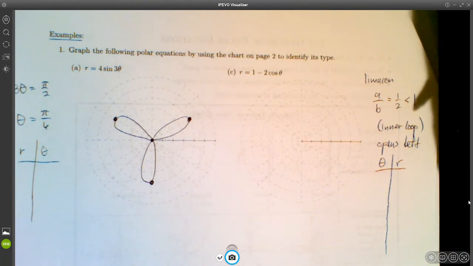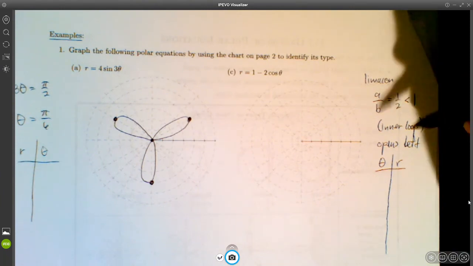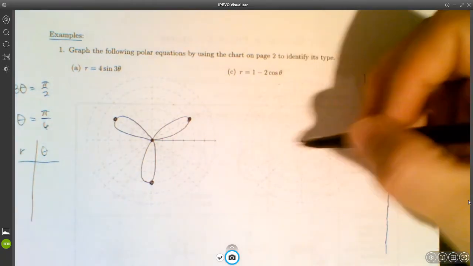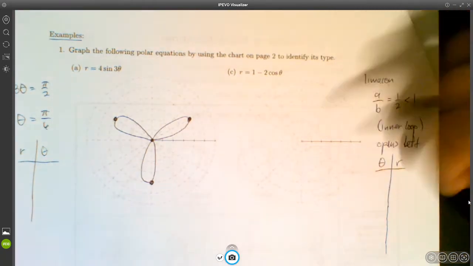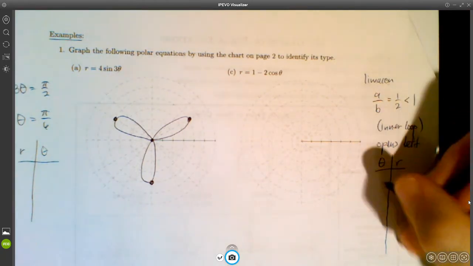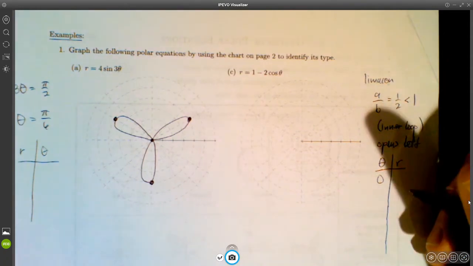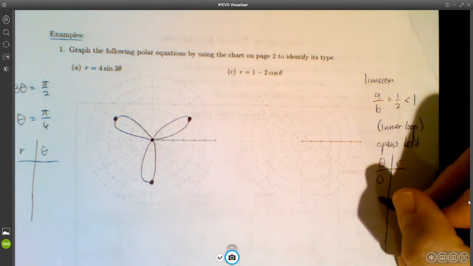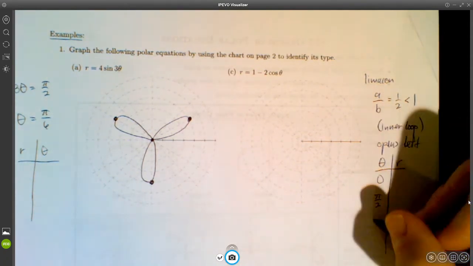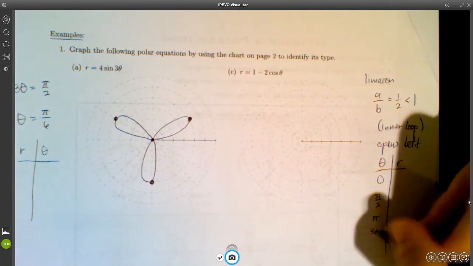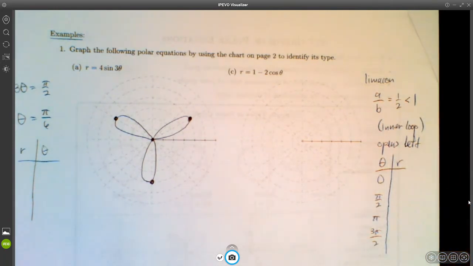So I'm just going to plug in some values for theta. Since it's opening out to the left, I'm thinking that plugging in pi is going to be very important, but probably plugging in 0 is too. Let's plug in just some standard values. We'll plug in 0, pi over 2, pi, 3 pi over 2. And then if we need to come back and fill in some blanks, we will.